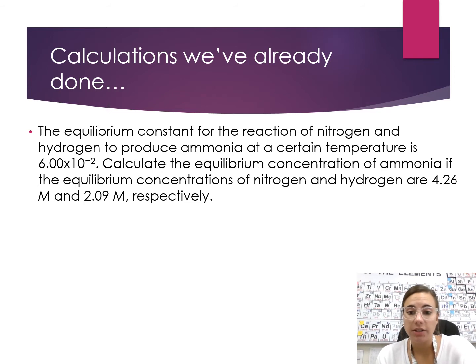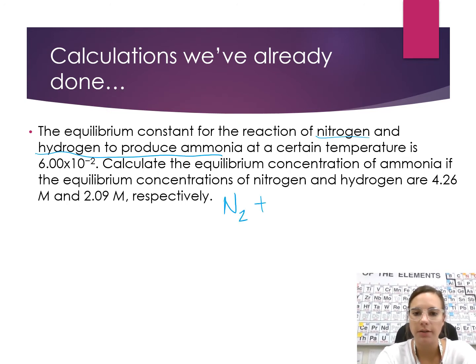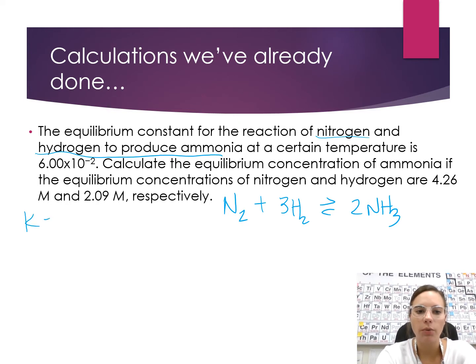Another type of calculation that we've probably already done is we might be given K and then a couple of the equilibrium concentrations, and we have to find the missing one. So in this question, it's the same reaction as on the prior slide. So we've got nitrogen plus hydrogen in equilibrium with ammonia. But this time we are told that K is equal to 0.06. So now I'm going to write my K expression, but I know the value of K.